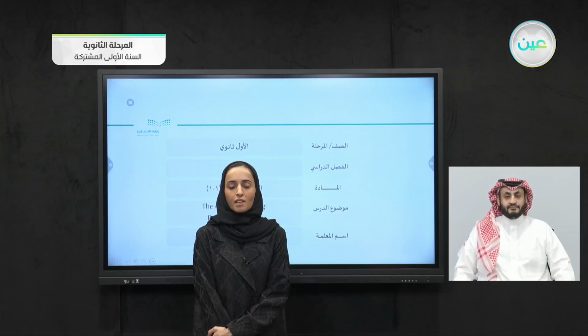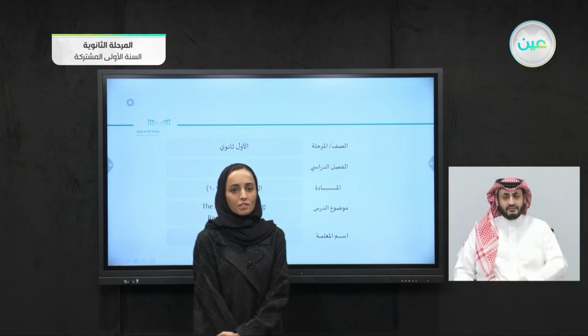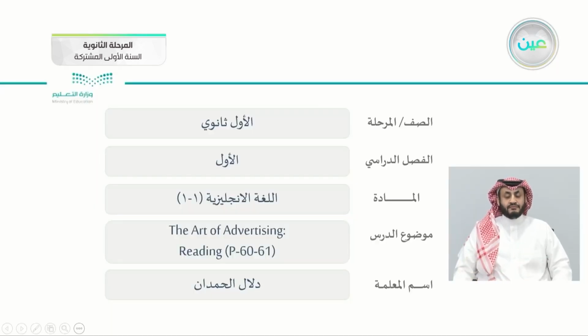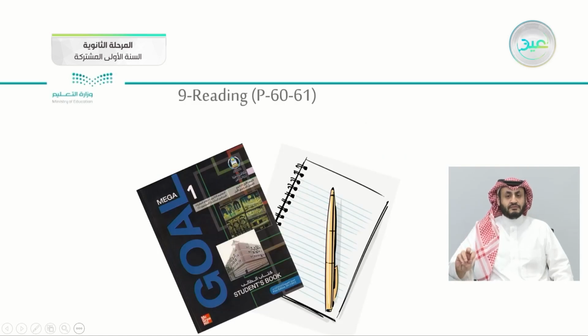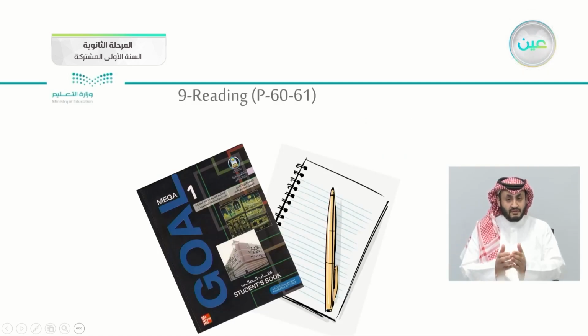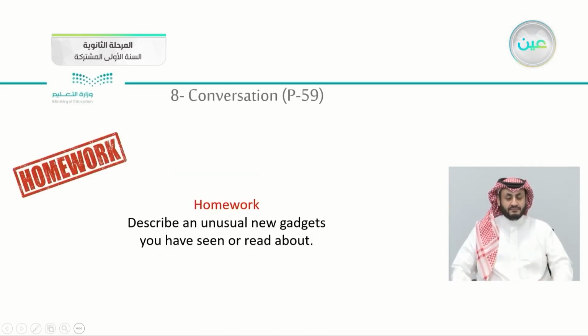In our lesson today, we will continue with the fourth unit, which is titled The Art of Advertising. Our lesson today is a reading lesson in your books, page 60 and 61. All you need for the lesson today is your books, page 60 and 61, a sheet of paper and a pen to take down your notes. Let's get started. We'll start with the homework you've got from the conversation lesson.